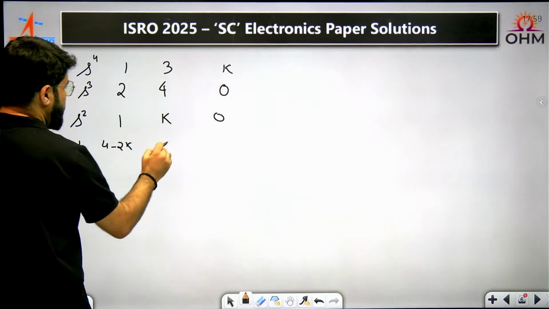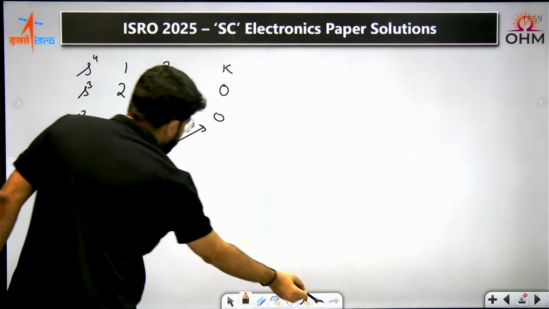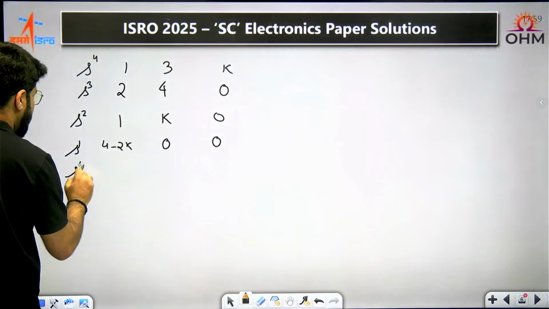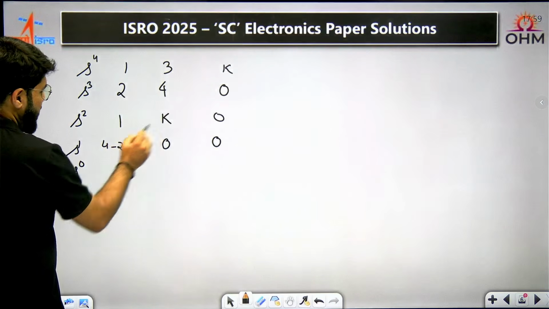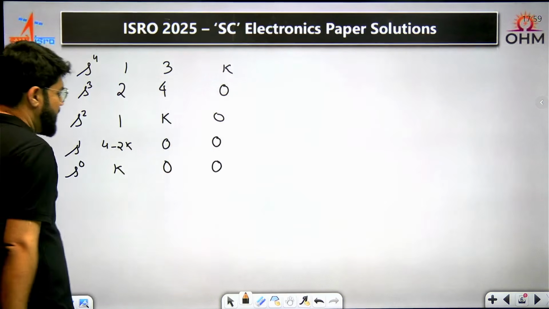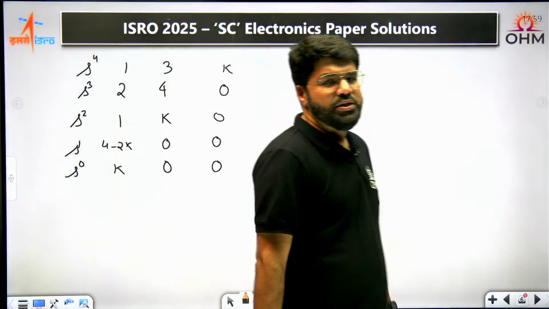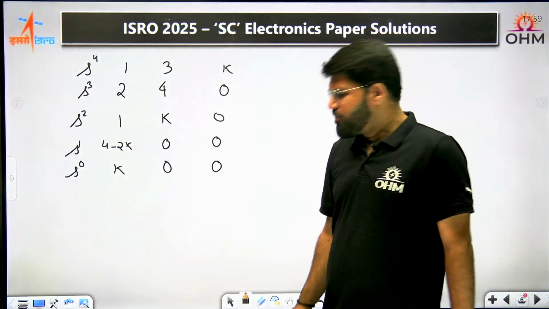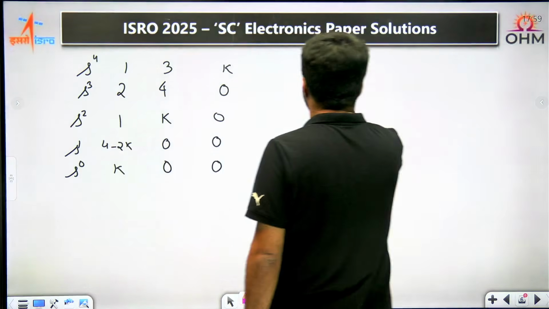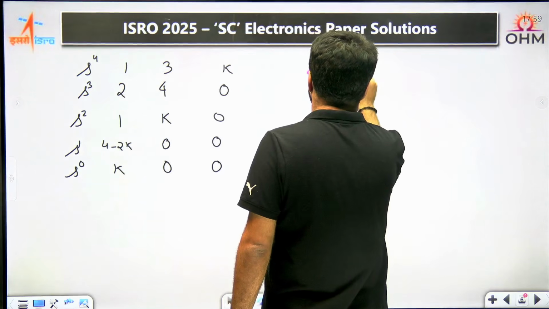Divided by 1, not required. This is 0 because next column anyway is 0 on the top. Last entry of a row anyway 0. Coming to the s power 0 row, x into k by x, only k will be left. Again 0 because the next column is 0, last column anyway 0. Now you want the system to be stable. That means no row of zeros, and no sign change in the first column. That is what you want.